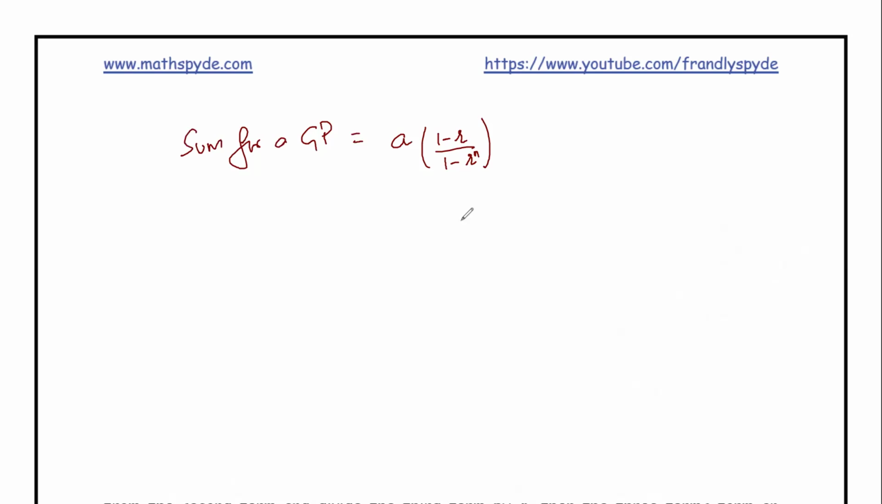1 minus r upon 1 minus r raised to n. Okay, I'm not sure about the formula. I'll just double check by actually using a sequence. So the sequence we'll take is 2, 4, 8, 16, and so on.